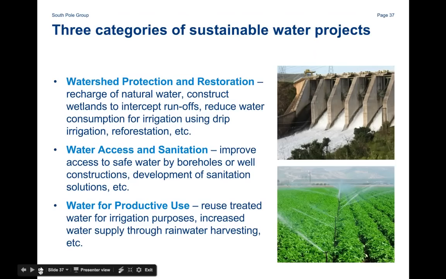So we have defined three main categories of sustainable water projects that we want to develop within the group. One category is watershed protection and restoration, where it is about recharging natural water resources to protect or construct wetlands. Also to work on reforestation projects, and this is directly linked with the different quarrying activities we have, where often there are major retention potentials available in quarries, or also in areas that have been rehabilitated, where we can make use again of these areas for reforestation.